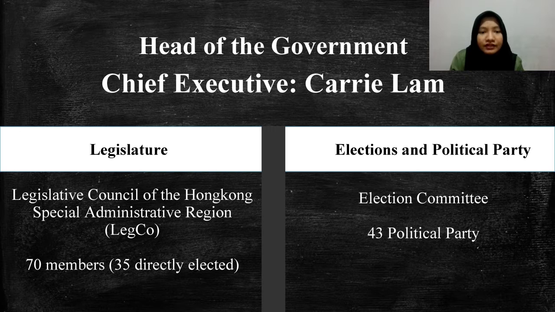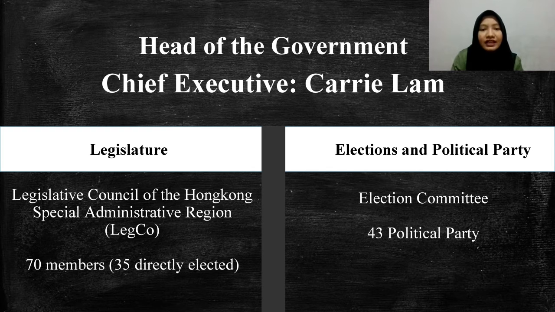The unicameral legislature consists of 70 members: 35 members are directly elected by geographical constituencies, and the other 35 are elected by functional constituencies. Moreover, the LegCo basically consists of two political camps, the pro-Beijing one and the pro-democracy camp.